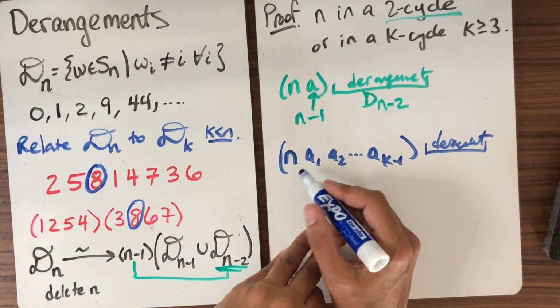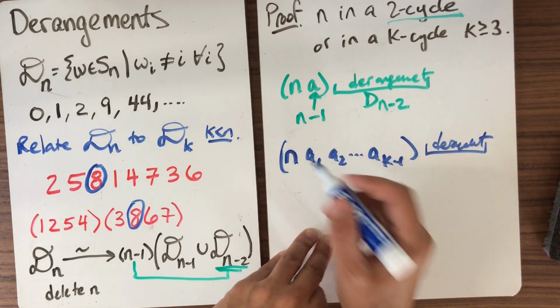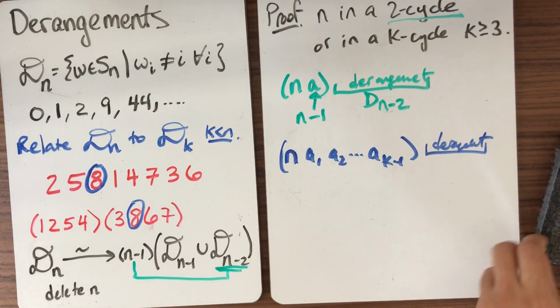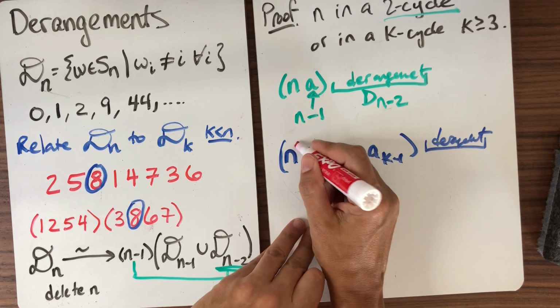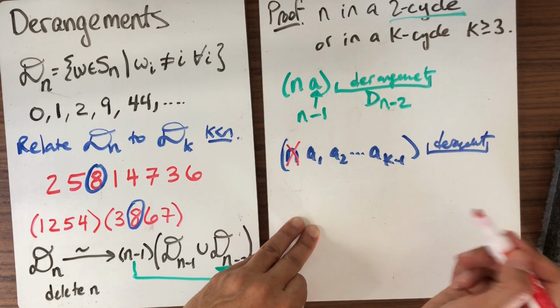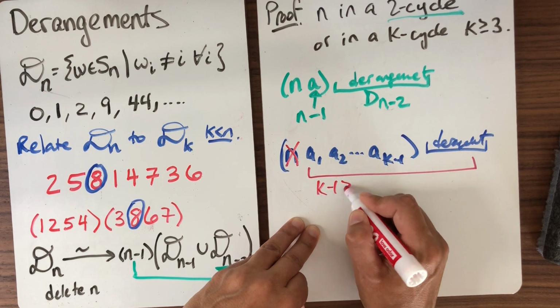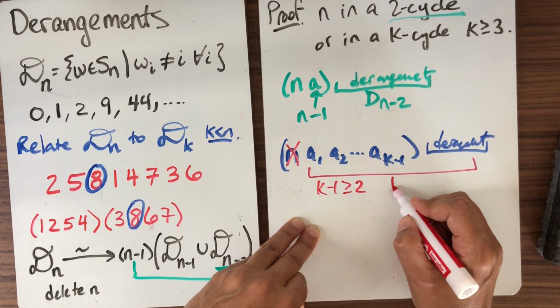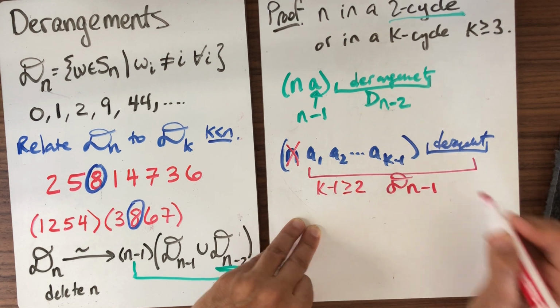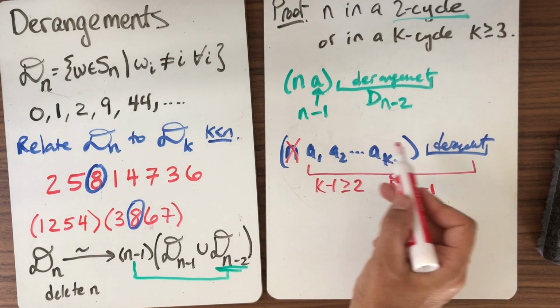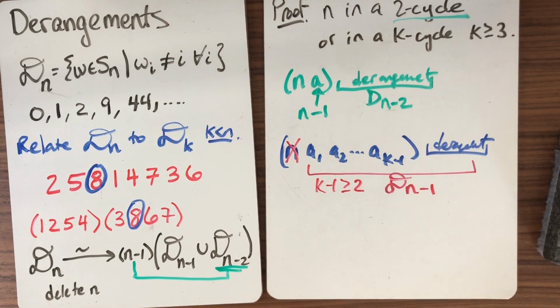Think about it like this. If we didn't have this letter N, the letter N wasn't there, and we wanted to stick the letter N in. So this part here, because k minus 1 is greater than or equal to 2, this is a derangement of n minus 1, right? This is not a 1 cycle, and this is a derangement over here, so all together we get a derangement.